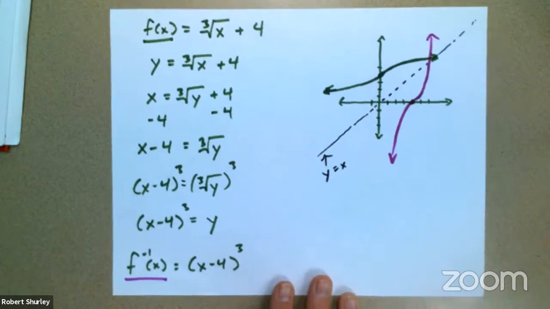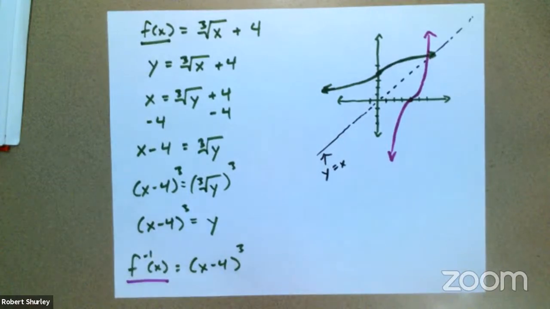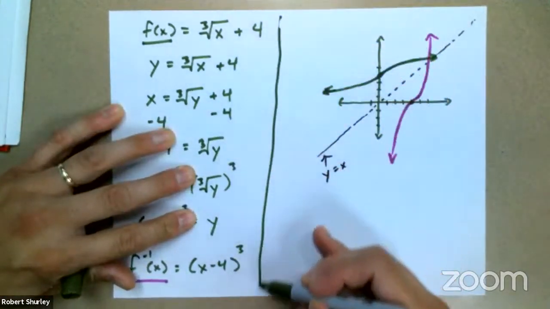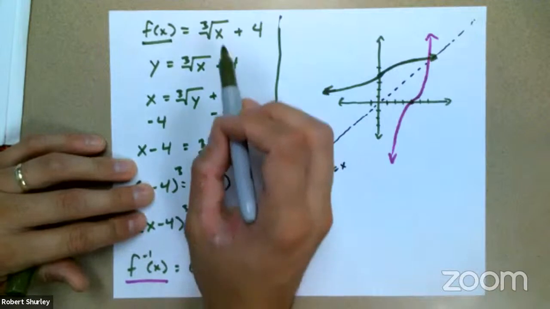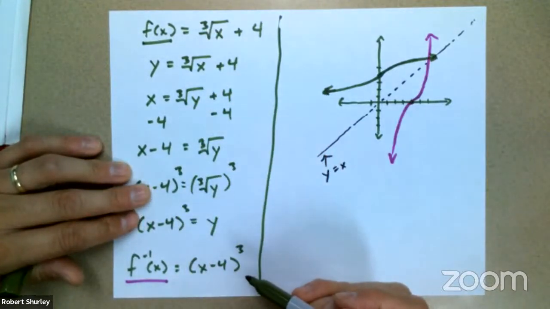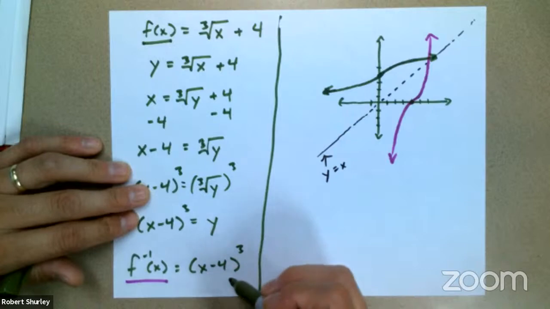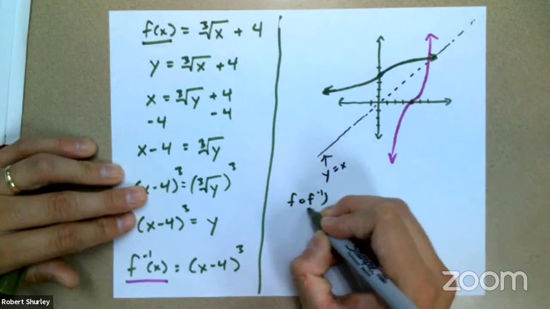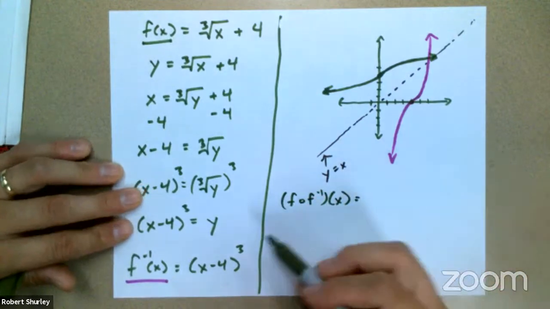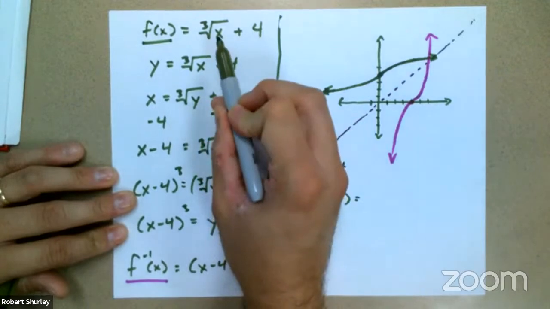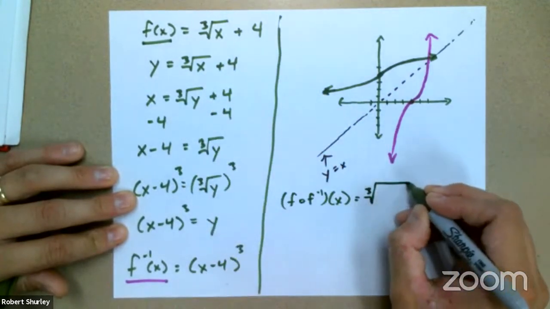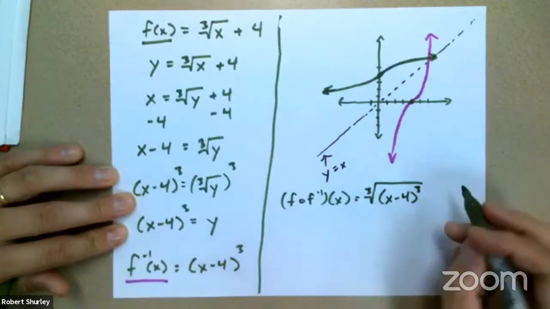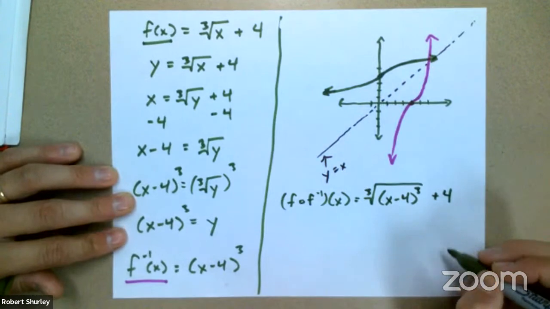Now, just to do an example of what we did earlier, I am going to take the composition to show you that they're inverses as well. So this whole right-hand side of this paper is just me checking this. It might be easier to put the inverse into the original. So I'm going to do f composed with the inverse. This is just to check it. I'm going to take this whole function and put it in there for x. So we'd get the cube root of x minus 4, cubed, because that's our new x. And then we've got a plus 4 on the outside.